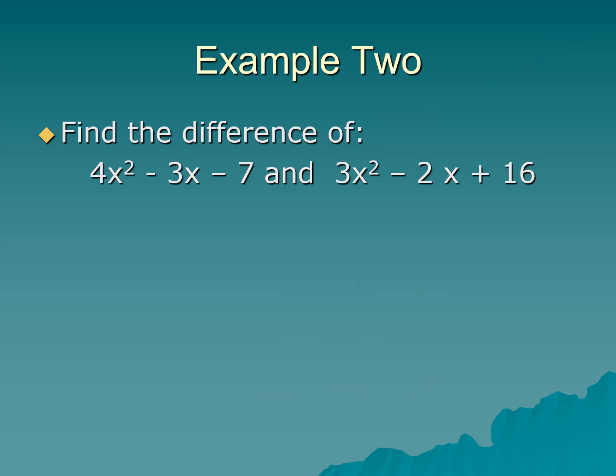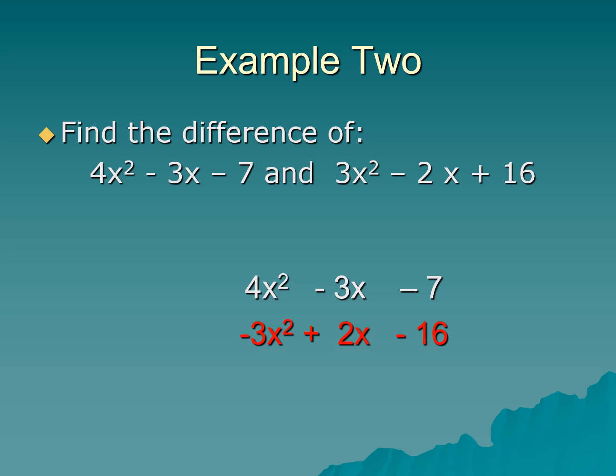Example 2. Find the difference of 4x squared minus 3x minus 7 and 3x squared minus 2x plus 16. Copy the first trinomial. Change the sign of everything being subtracted. So the positive 3 becomes negative 3. The negative 2 becomes positive 2. The positive 16 becomes negative 16.